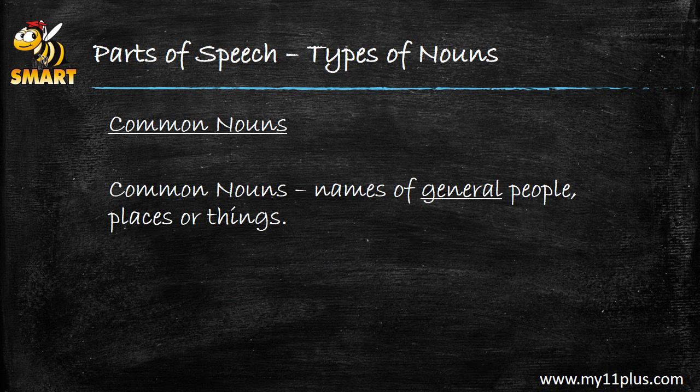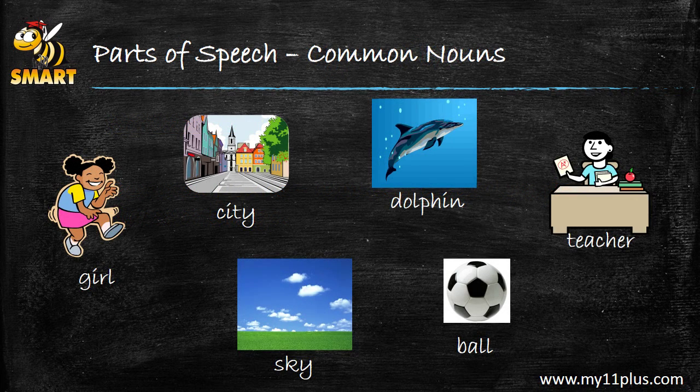The first type of noun we're going to cover are common nouns. And common nouns are words that we use to name general people, places, or things. Here are some examples of common nouns that you would come across. Girl, city, dolphin, teacher, sky, and ball. These are all examples of common nouns. They are names of just general objects or persons or qualities or ideas. So they're common nouns. They're not named after something specific.